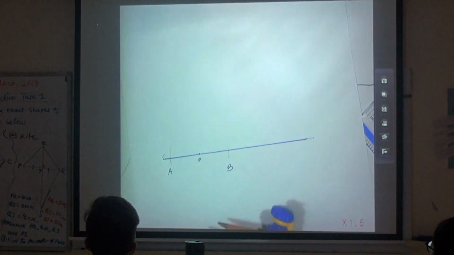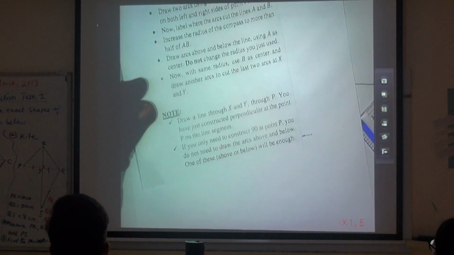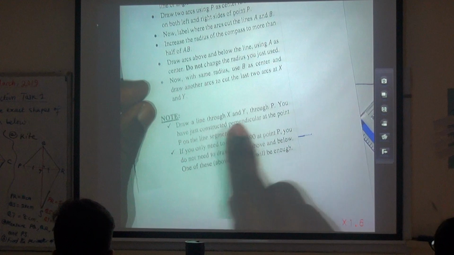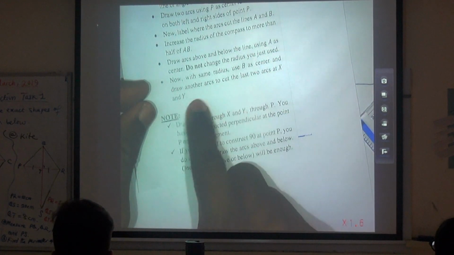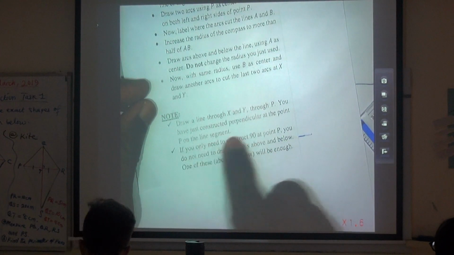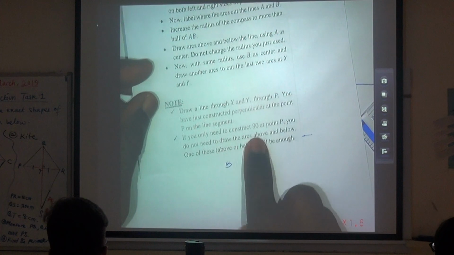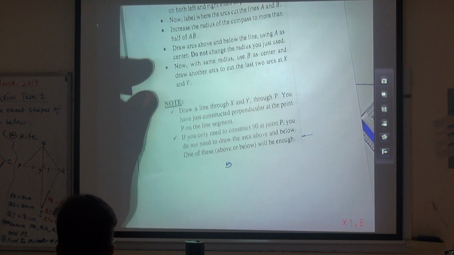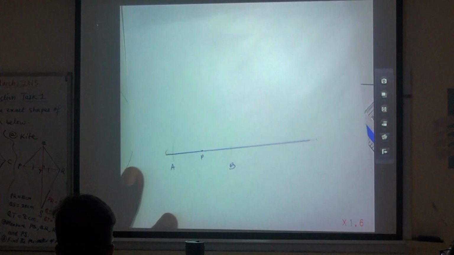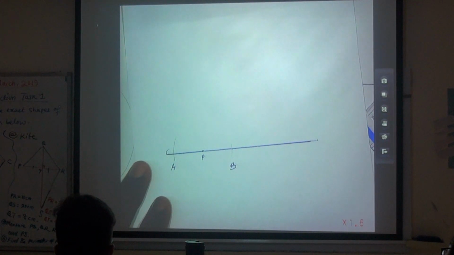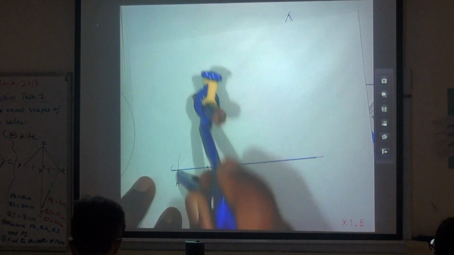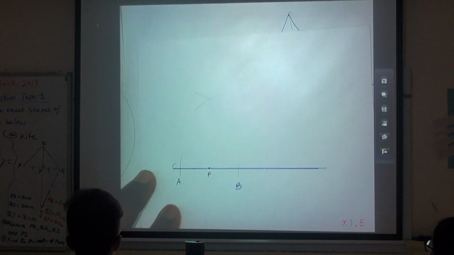Now, two things. I put a note here. I like to refer to it. Draw a line through XY. Oh, this will be the last one. You have just constructed it, okay? If you need to, look at this. If you need to construct 90 degrees at point P, I don't need to draw a line above and below. I could just do this and this. I don't need to do below.